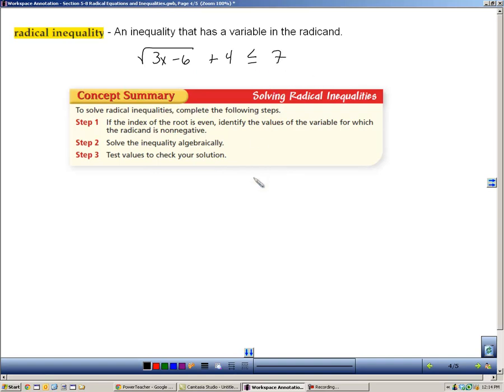Here you see a concept summary for how to solve inequalities. One thing you have to watch out for is if the index is even: square root, fourth root, sixth root. If it is, then you have to identify values for the variable for which the radicand is not negative. And then solve the inequality and test some values to see if they work.